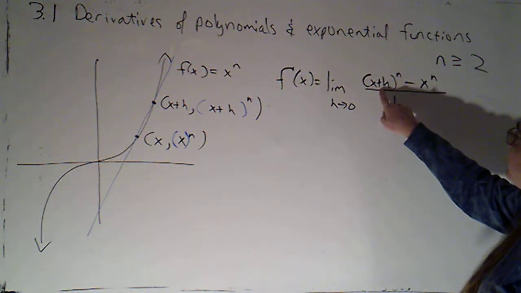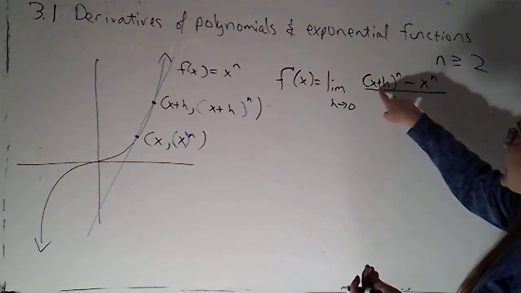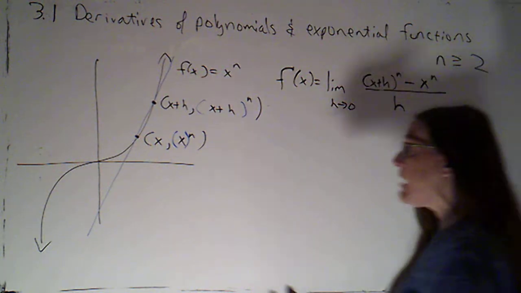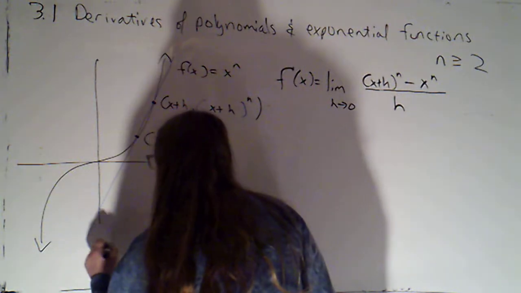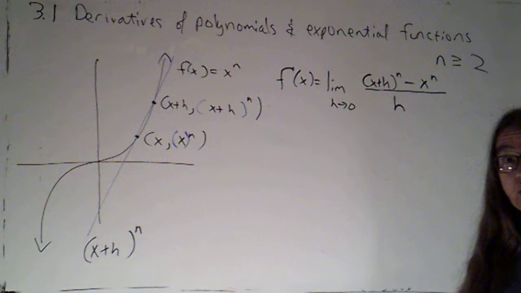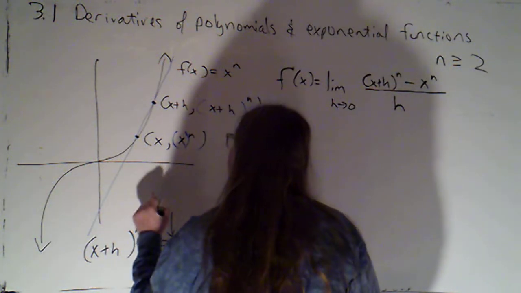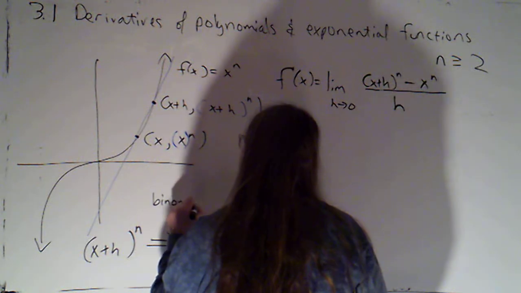I can observe that that's a binomial. It's a sum of just 2 terms. And so I know how to evaluate a binomial to a positive integer power. The binomial theorem tells me how to do that.